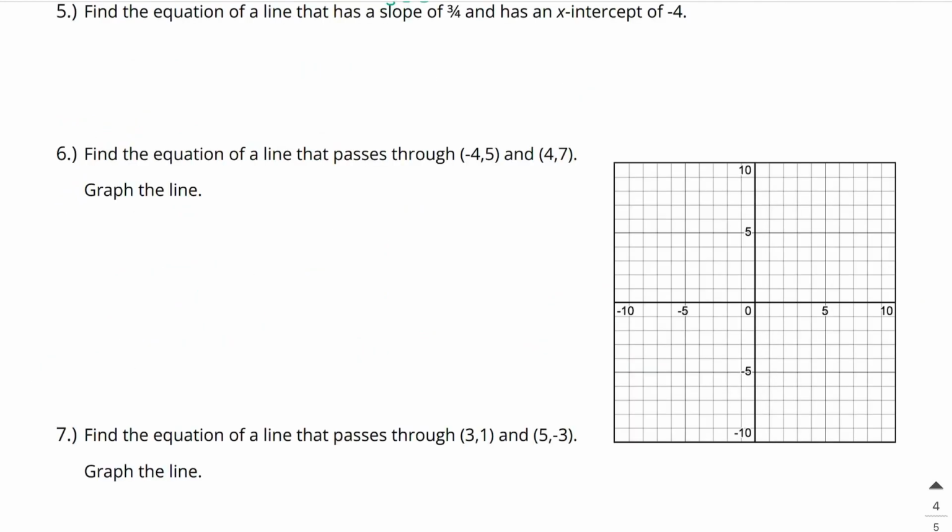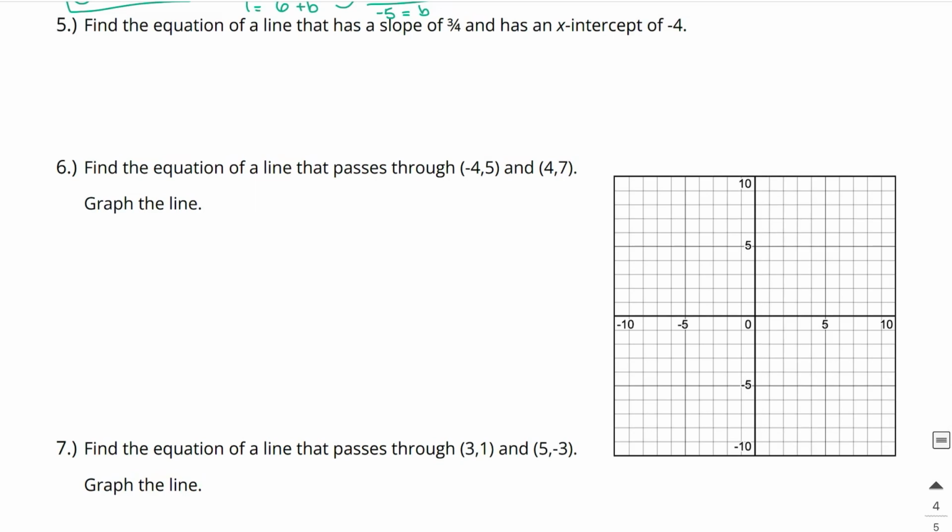Okay. In number 5, it says find the equation of a line that has a slope of 3/4. So I see find the equation of a line. I'm going to write m equals and b equals. And I know my slope is 3/4. And then it says that I have an x-intercept of -4. That does not mean that b is -4 because b is your y-intercept and this is your x-intercept.